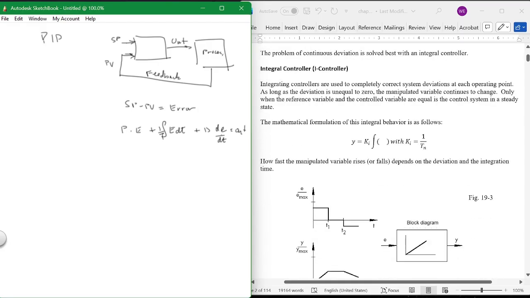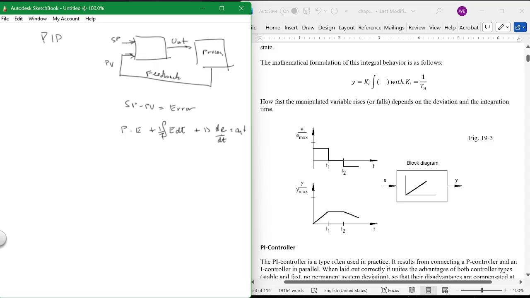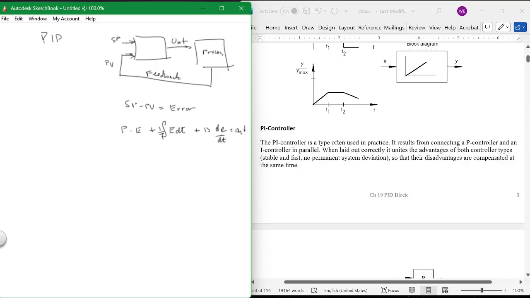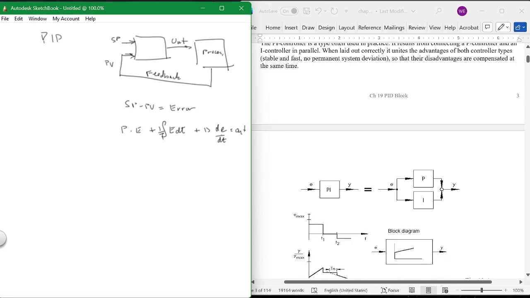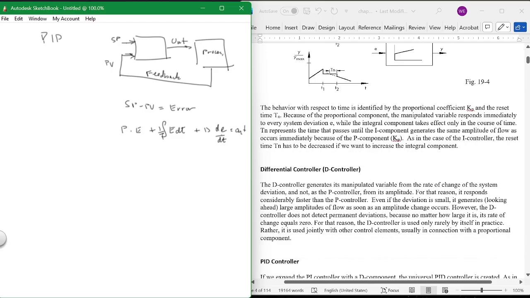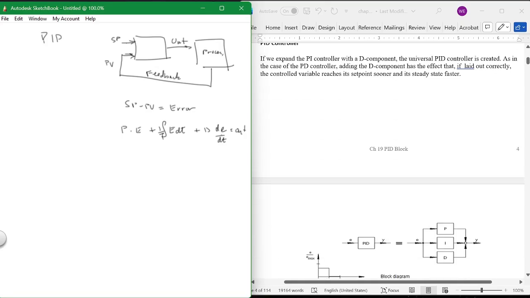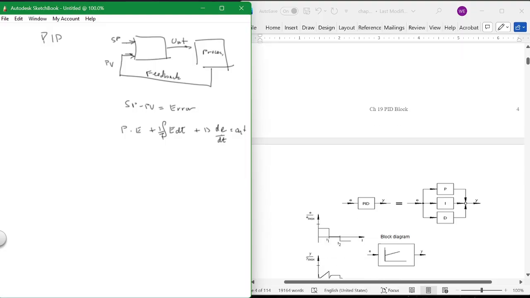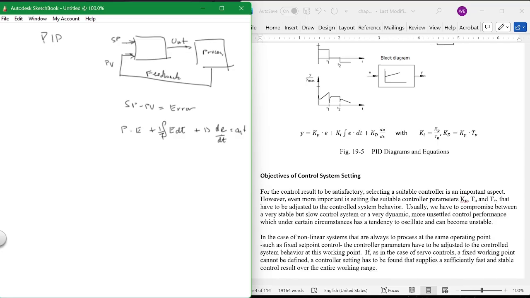Integral control, it works kind of, but you need it with proportional. You need proportional and integral control. And most of the time, that'll get you most of the control that you need, P and I. But occasionally, you need the derivative as well. So the P, the I, and the D all together form a PID controller. And this is the equation.